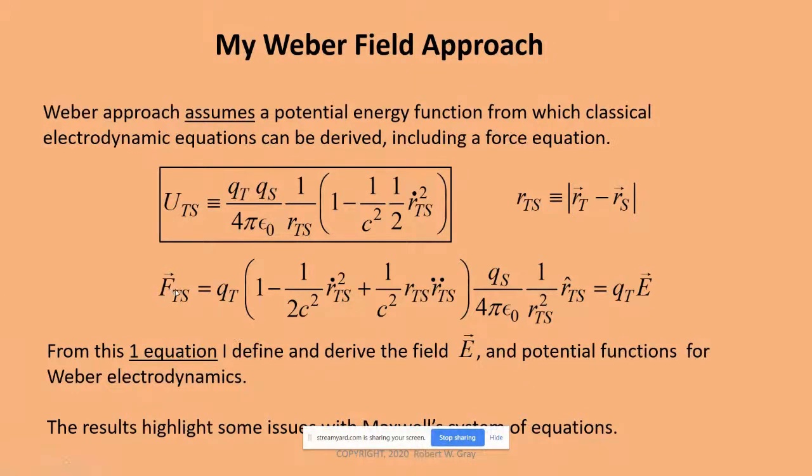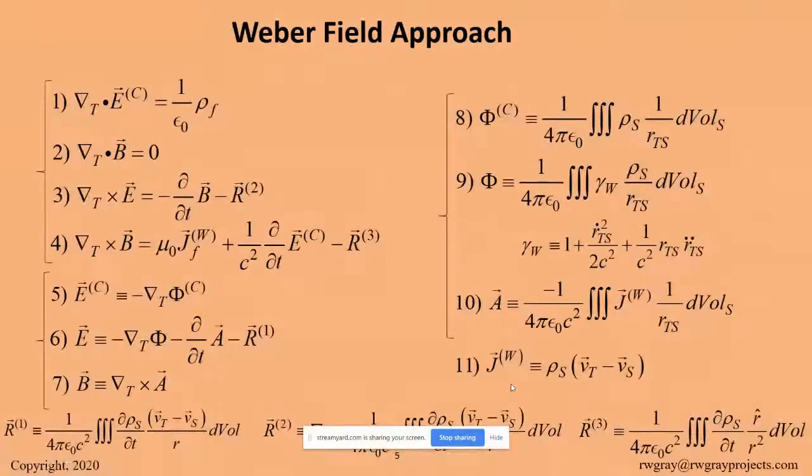So I don't know if you can see my pointer. At the F, the force is equal to this equation in Weber electrodynamics. And what I do is just take all that stuff and define a field, E. Okay, so from this one equation, this potential energy equation, I define and derive fields and potential functions for Weber electrodynamics. And this research has also highlighted to me some issues with the regular Maxwell system of equations.